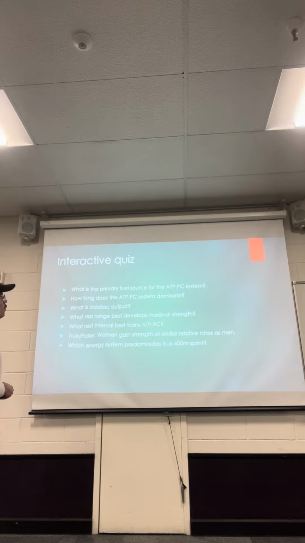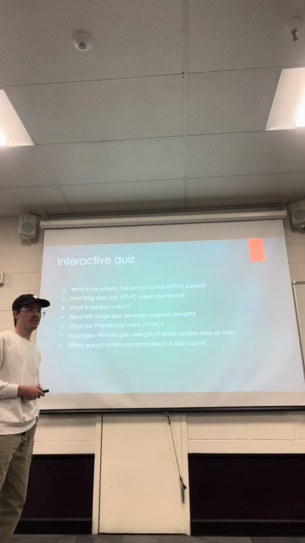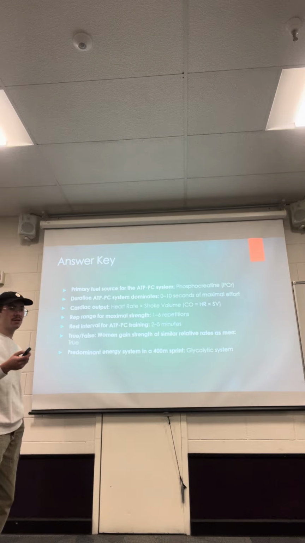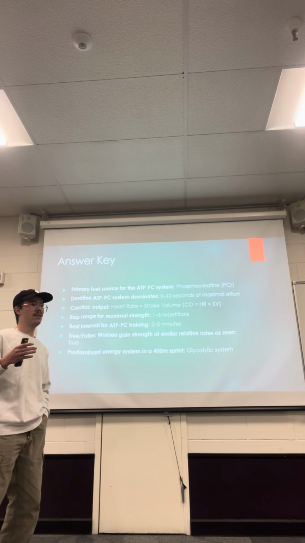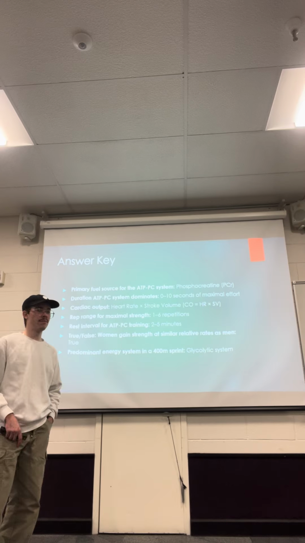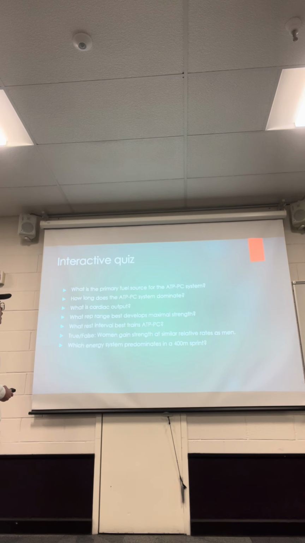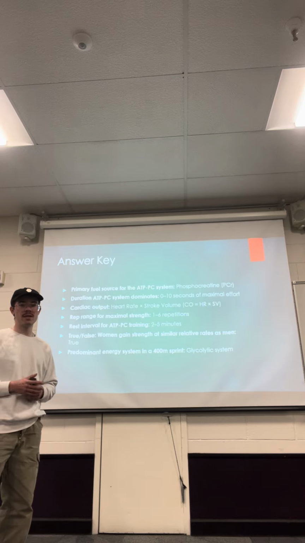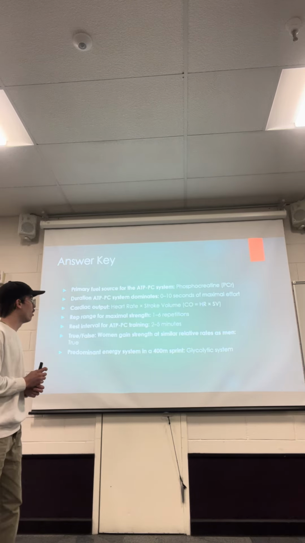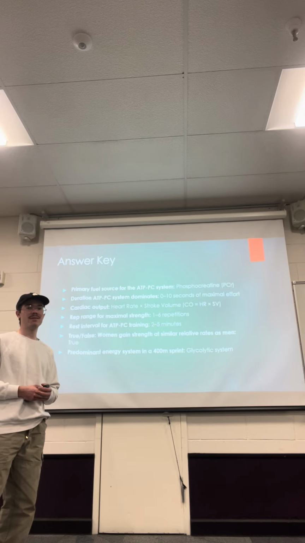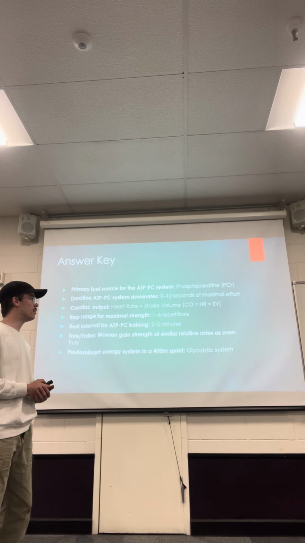What is the primary fuel source for the ATP PC system? The primary fuel source for the ATP PC system is phosphocreatine, as I was explaining. Those phosphocreatine stores need to replenish during that long rest period, around 2 to 5 minutes. How long does the ATP PC system dominate? It dominates around 0 to 10 seconds of your training interval. And you also need maximum effort and max intensity to hit the ATP PC system.